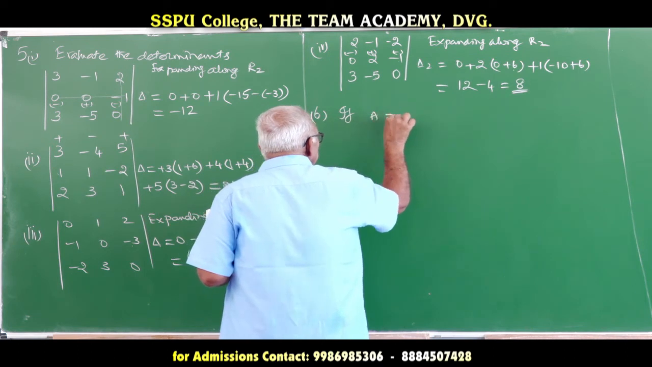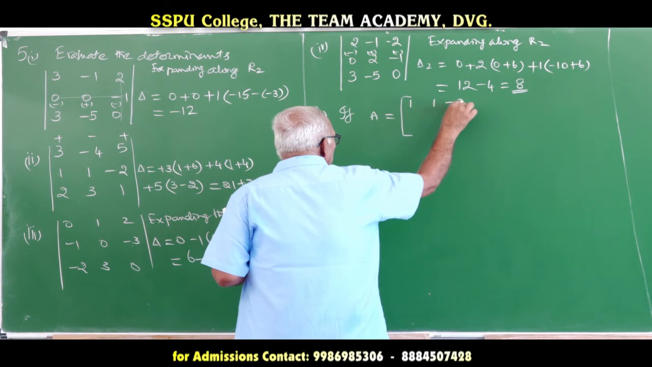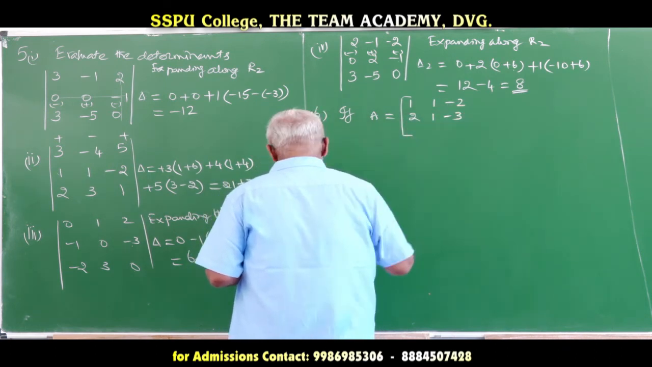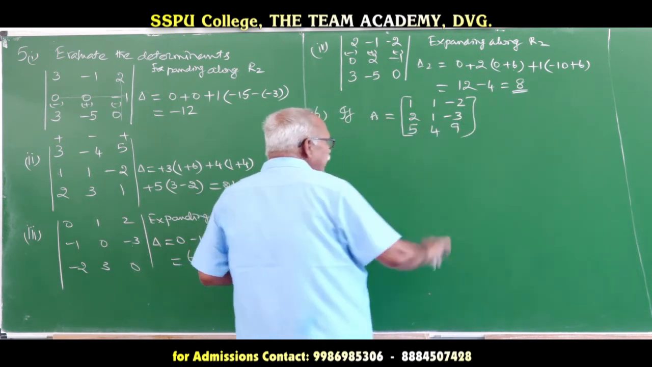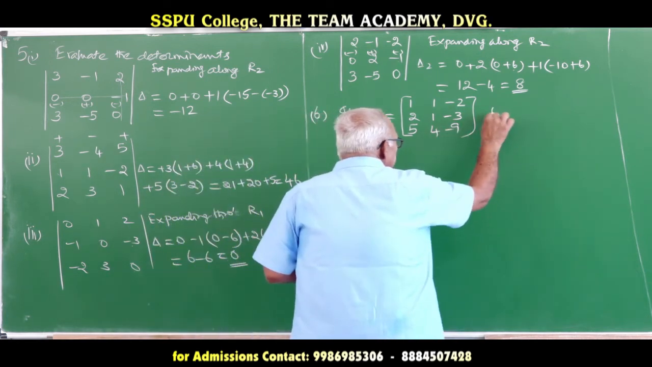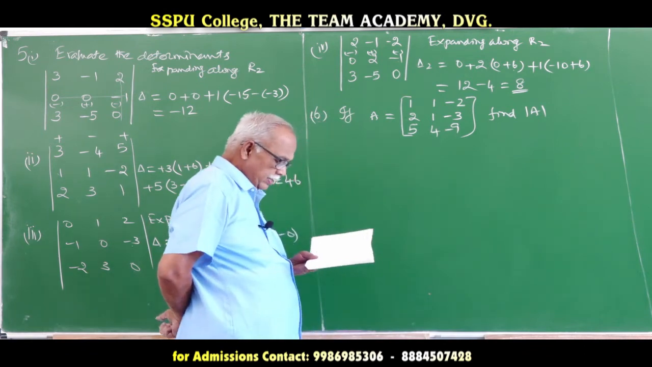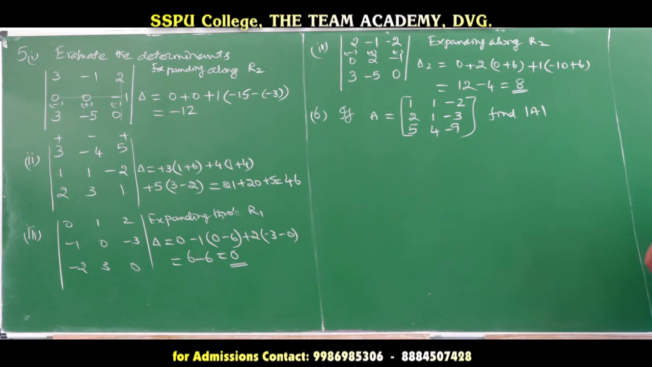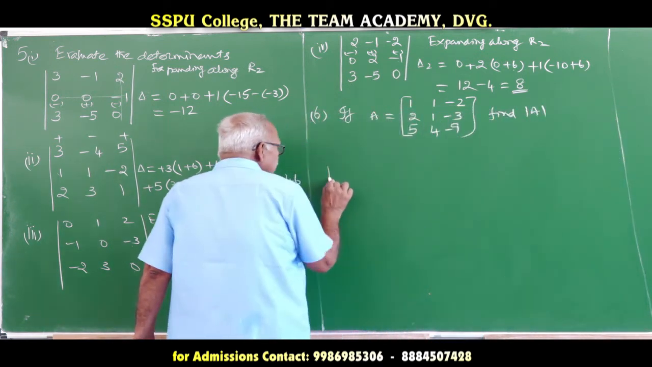If matrix A is equal to 1, 1, minus 2; 2, 1, minus 3; 5, 4, minus 9, find the determinant of A. So, this is also a similar question as 4, but they have given a matrix. Matrix means what is the determinant?